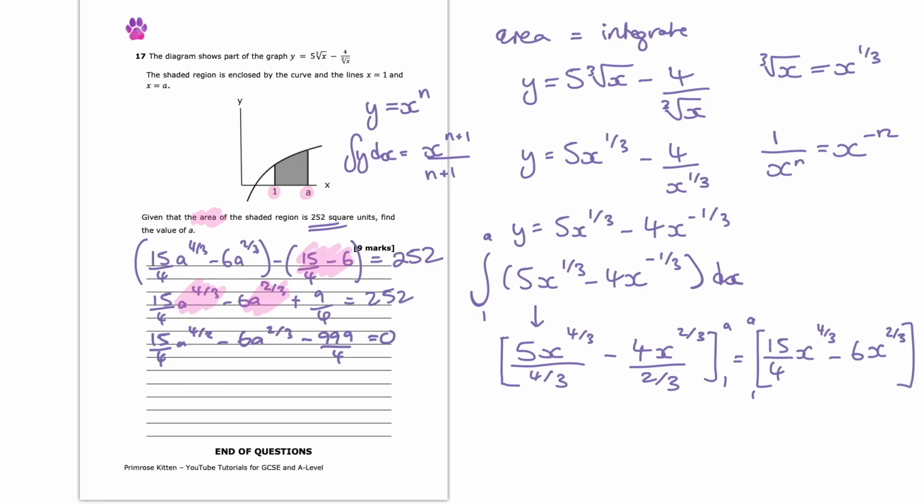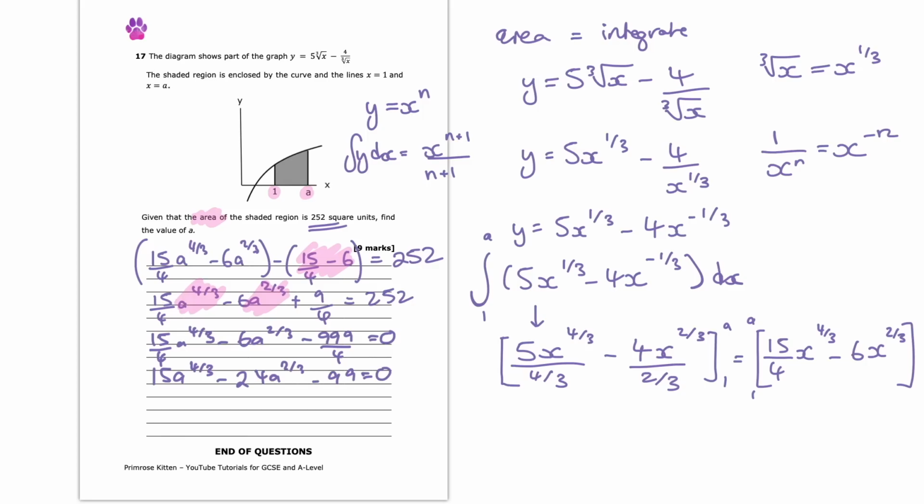Moving everything on to the left-hand side just so we can get that equal to 0, which we are used to getting when we have a quadratic equation. So now I'm going to times everything through by 4, and then that leaves me with 15 a to the 4/3 minus 6 times 4 is 24, a to the 2/3, and then minus 999 equals 0.